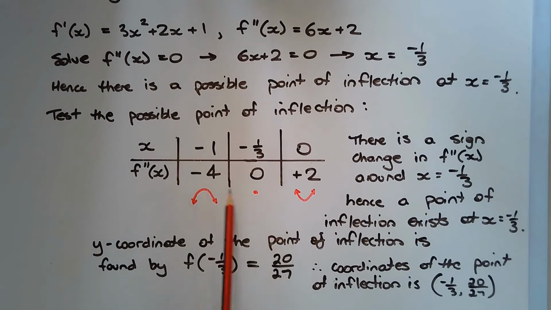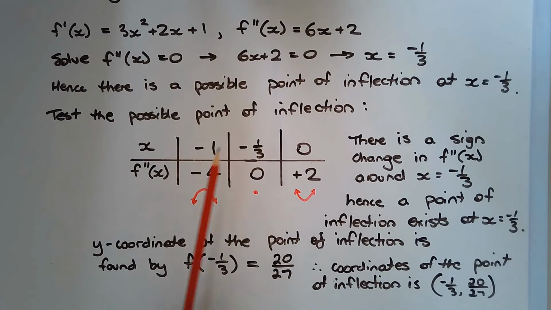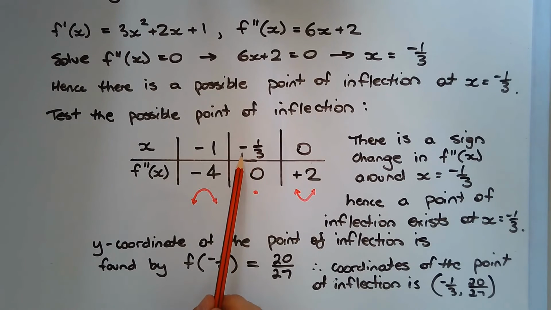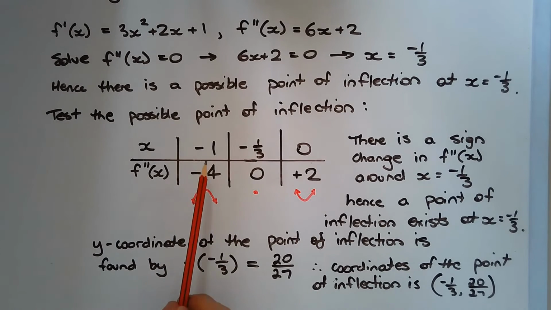There are three columns in the table, apart from the column that has x and f double dash of x in it. So three columns that contain values. The middle column contains negative 1 over 3 for x, and we know that the second derivative is 0, so that's the first column I'll fill in. Next, I choose values of x around the point where x equals negative 1 over 3, and two convenient values are negative 1 and 0. And then we find the value of the second derivative where x equals negative 1 and 0.